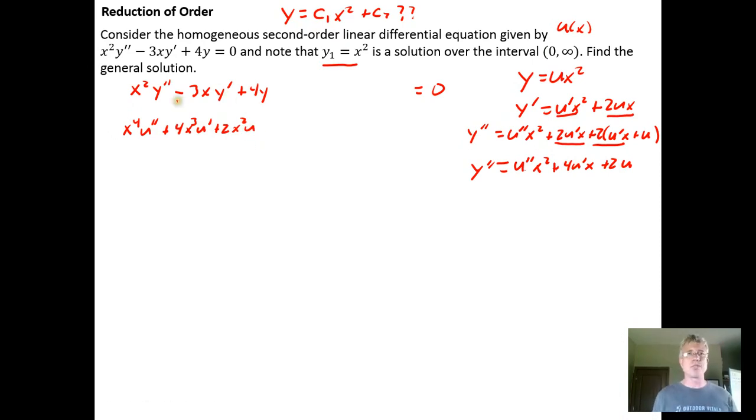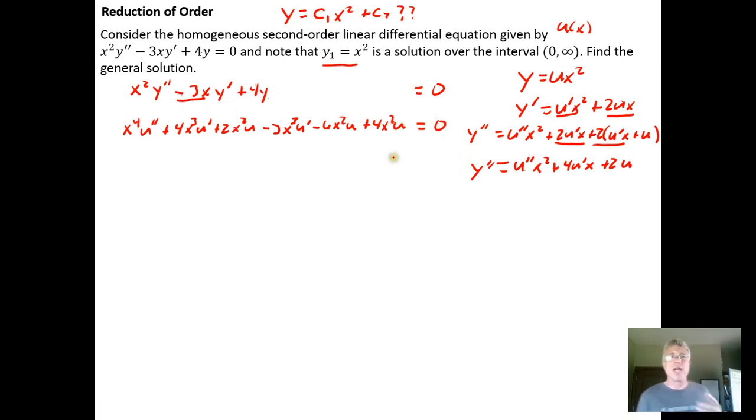And then we get minus 3x times y prime. So we're going to get a minus 3 x times u prime x squared, which will be x cubed u prime. Minus 3 times plus 2 is minus 6. X times x is x squared, and then the u will come along for the ride. And then it'll be plus 4y, which is 4 times u x squared, just 4x squared u, and this is all equal to 0.